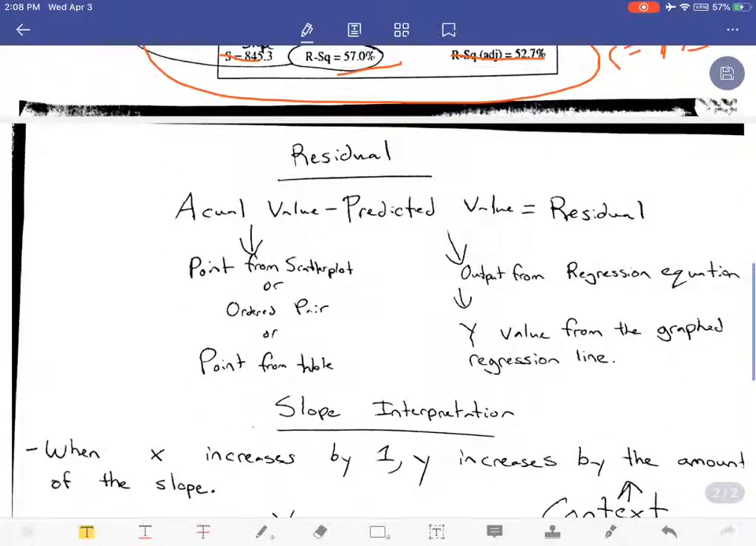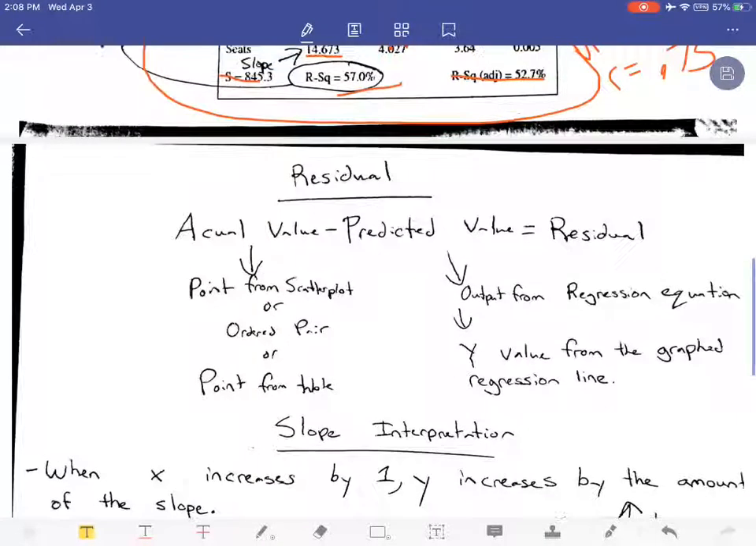Next, we got our residual, which, remember, the way we calculate residual is you take your actual value. Forgot the T on that. Let me write that in there. So actual value minus your predicted value, which gives you residual. Your actual value is going to be a point that you actually observed during your study. So you could see that as a point from your scatter plot, an ordered pair that's given to you in the problem, or a point from a table with x and y values. This one that we just went through and looked at.